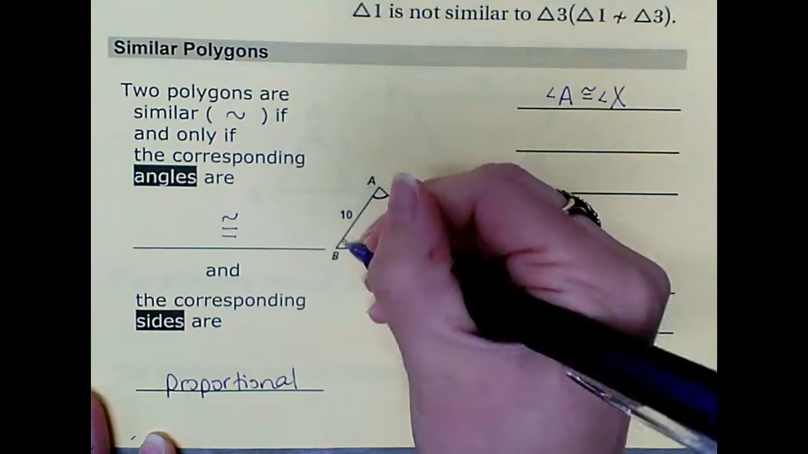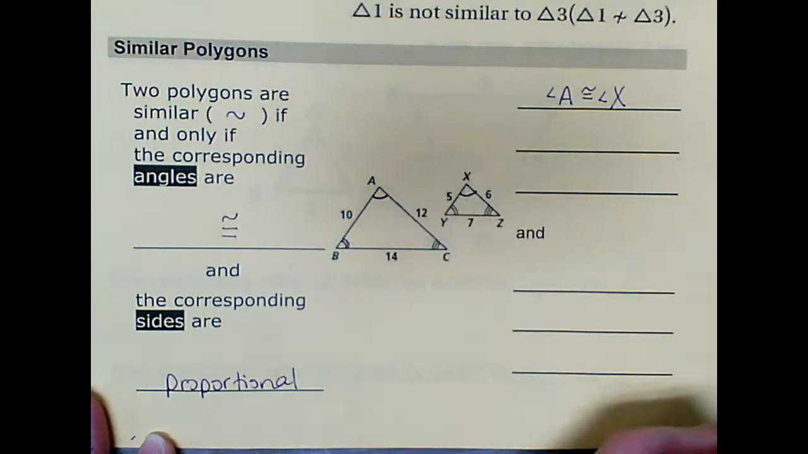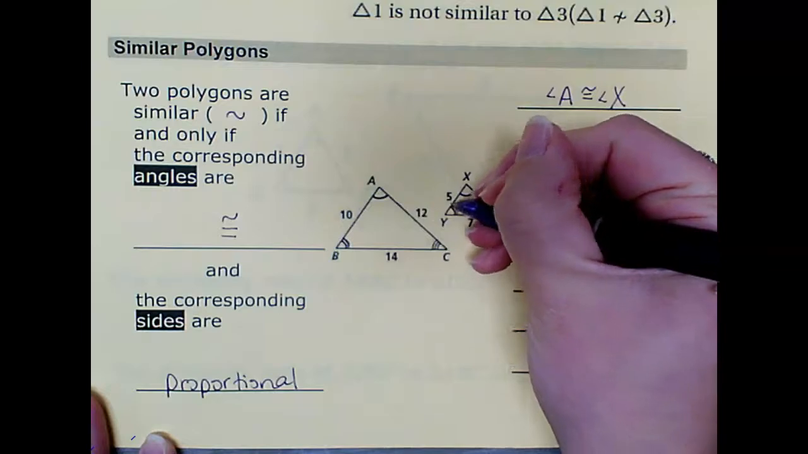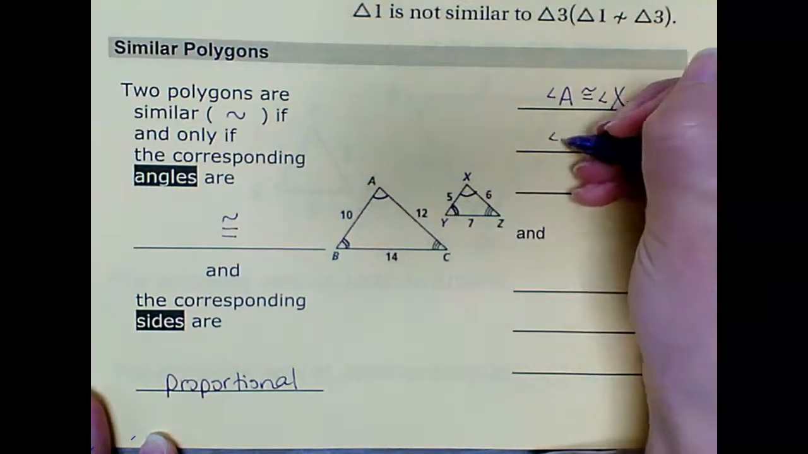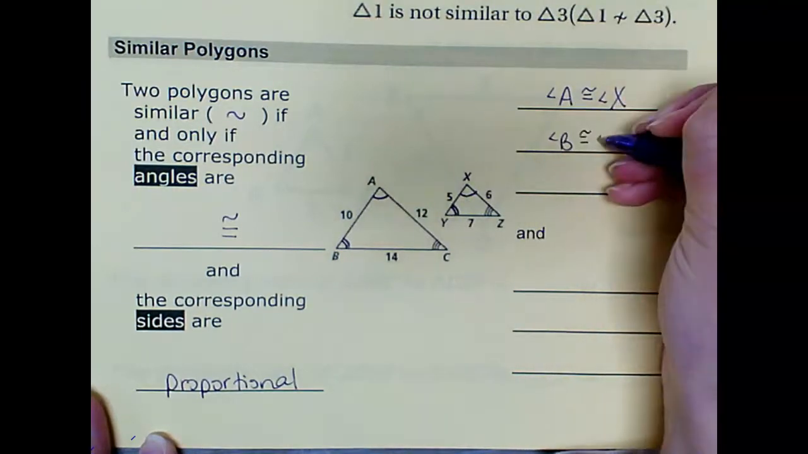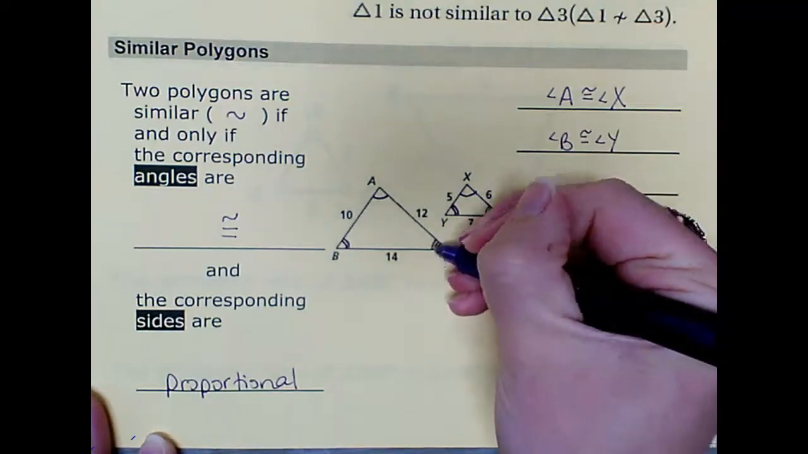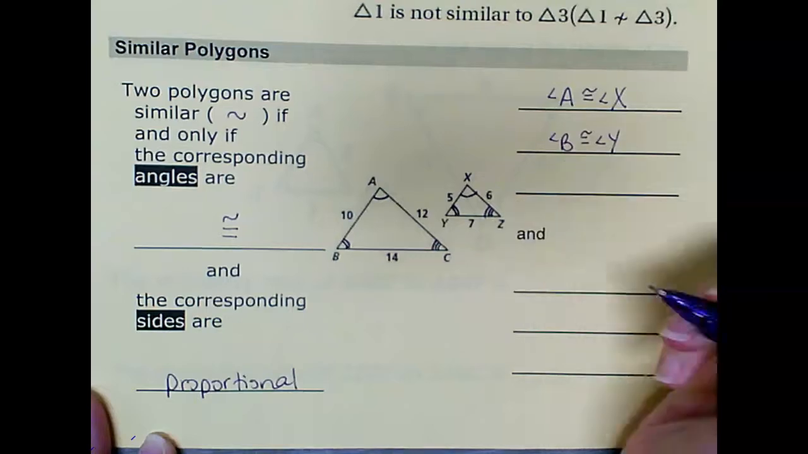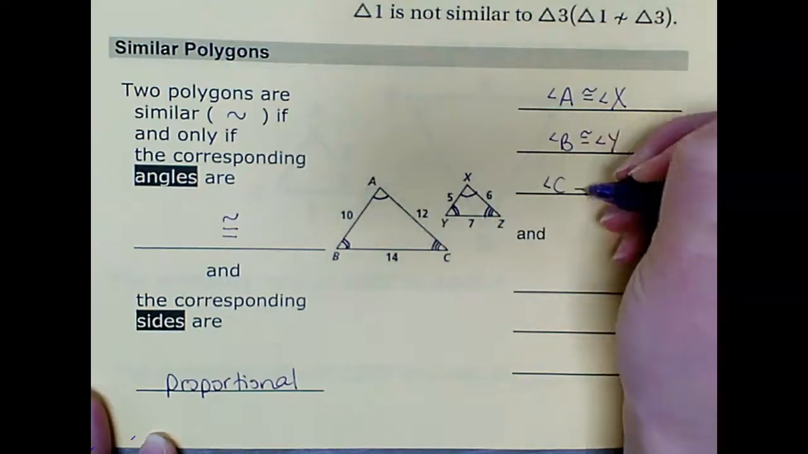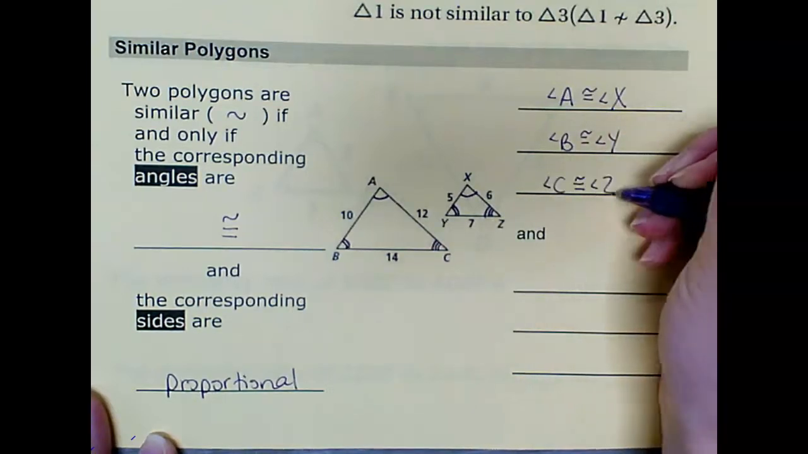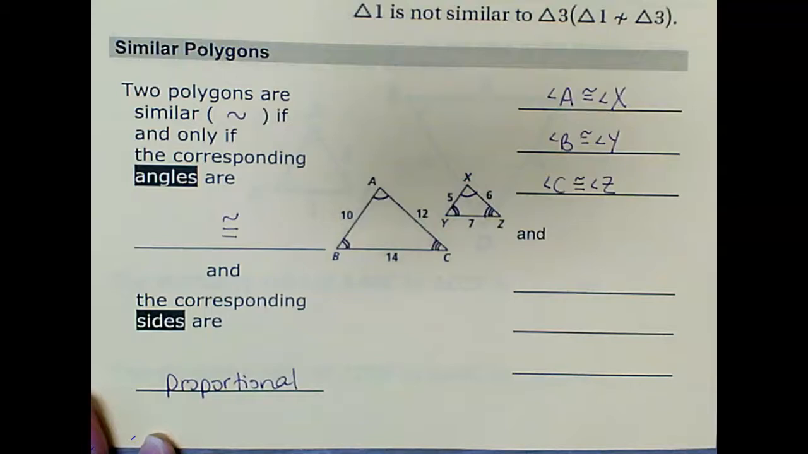Now let's talk about angle B. Angle B has two arc marks. Angle Y has two arc marks. Angle B is congruent to angle Y. Looking good. Last pair, we have angle C with three arc marks, angle Z with three arc marks, so angle C must be congruent to angle Z. So we've satisfied the first condition in order for these triangles to be similar to each other.